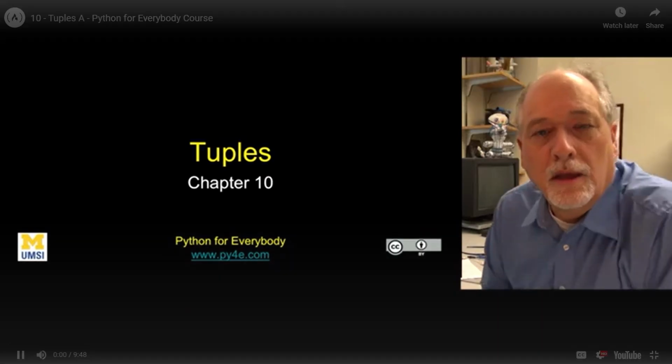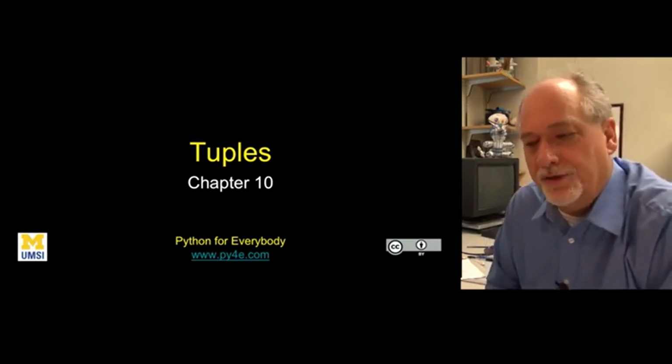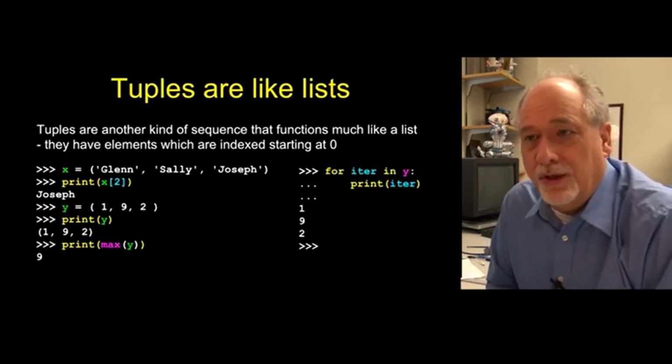Let's go. Hello and welcome to Chapter 10. Now we're going to talk about our third kind of collection called tuples. But tuples are really a lot like lists. There's not too much to them.